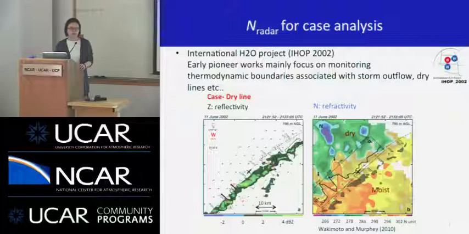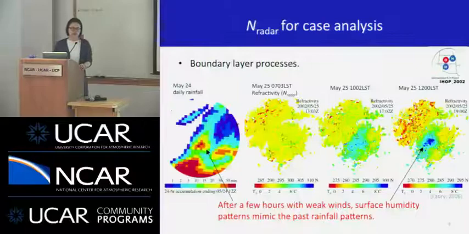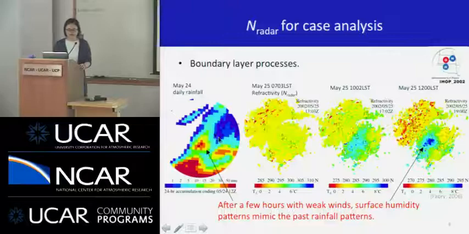Here's another case, using the refractivity to show boundary layer processes. This panel is the daily rainfall of the previous day. And these three panels show the refractivity evolution in the morning. In the morning, the weather condition is calm and less windy, so almost all the refractivity change comes from the surface. Around noon, after more evaporation occurred, you will see a very similar pattern of high moisture compared with the rainfall pattern of the previous day.